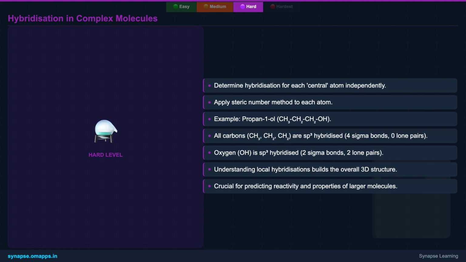Furthermore, understanding hybridization is key when dealing with double and triple bonds. A double bond consists of 1 sigma and 1 pi bond, and the carbons involved are typically sp² hybridized. A triple bond has 1 sigma and 2 pi bonds, with the carbons being sp hybridized. This localized analysis is vital for predicting reactivity and overall molecular architecture.